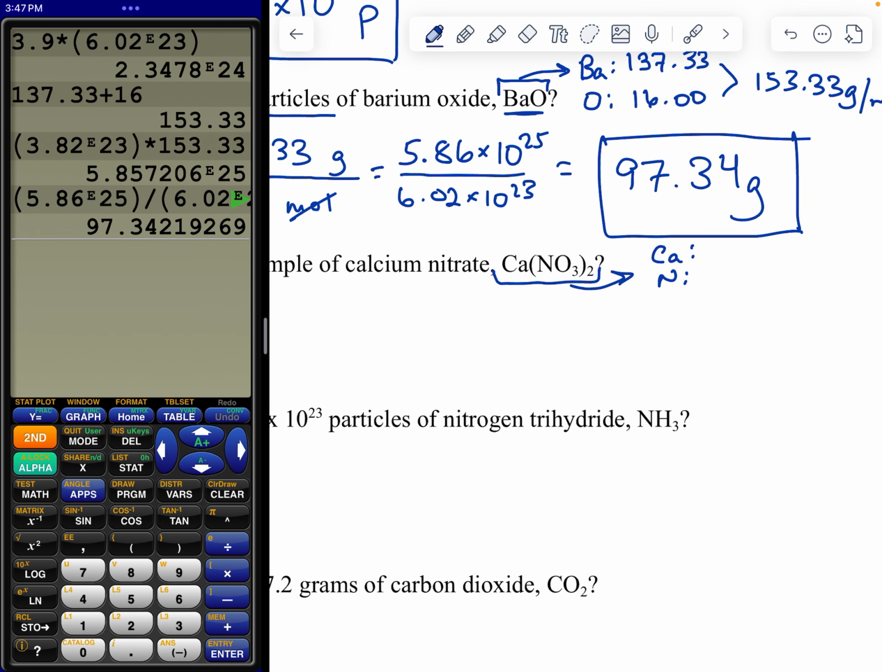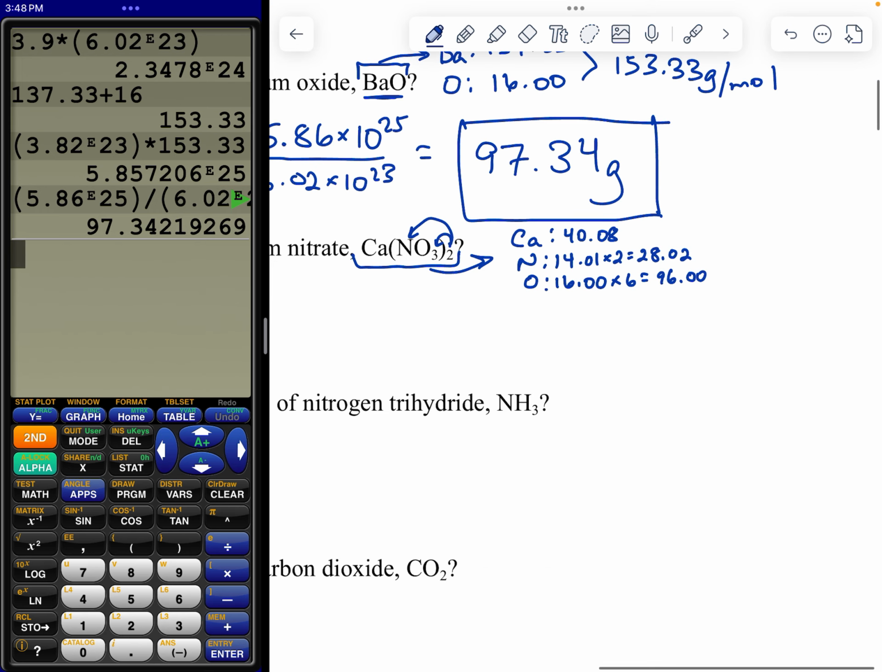Well, calcium, nitrogen, and oxygen. All right, 40.08 grams per mole for calcium. There's only one of them here. Nitrogen weighs 14.01 grams, and there are two because this 2 out here tells us we have 2 nitrate groups. So we have 2 Ns, which gives us 28.02. And we have oxygen, which weighs 16 grams. However, because there are 2 nitrate groups, 2 times 3, that is going to give us 6, right, which will give us 96 here.